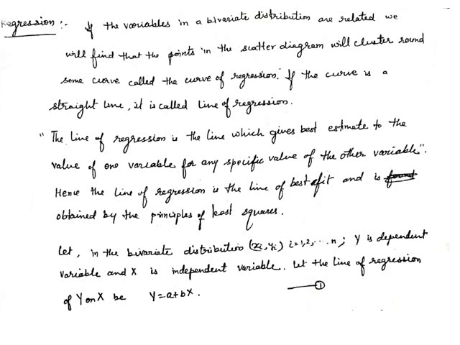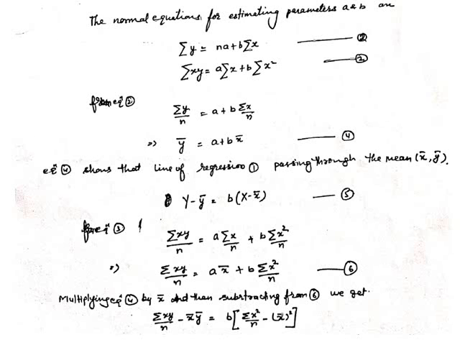So, initially we are calculating the line of regression of y on x. Of y on x means we are taking y as the dependent variable and x as the independent variable. So, initially we assume the line of regression y equals a plus bx, and our task is to get a and b here. Dividing by n and using x bar with equation 6, we get the relation summation xy by n minus x bar y bar equals b into this.